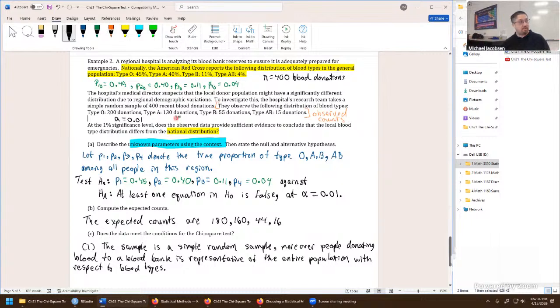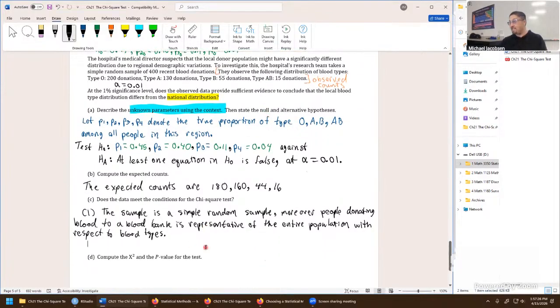But I would say it is a reasonable assumption to say that type AB is just not a person who's more likely to not donate to the blood bank. That's why it's so low in the count. I would say blood type has nothing to do with the type of person who donates to blood banks on a regular basis. So in my opinion, again, this might need further research, further analysis. I would say we have a simple random sample, and it is representative of all people in this particular region.